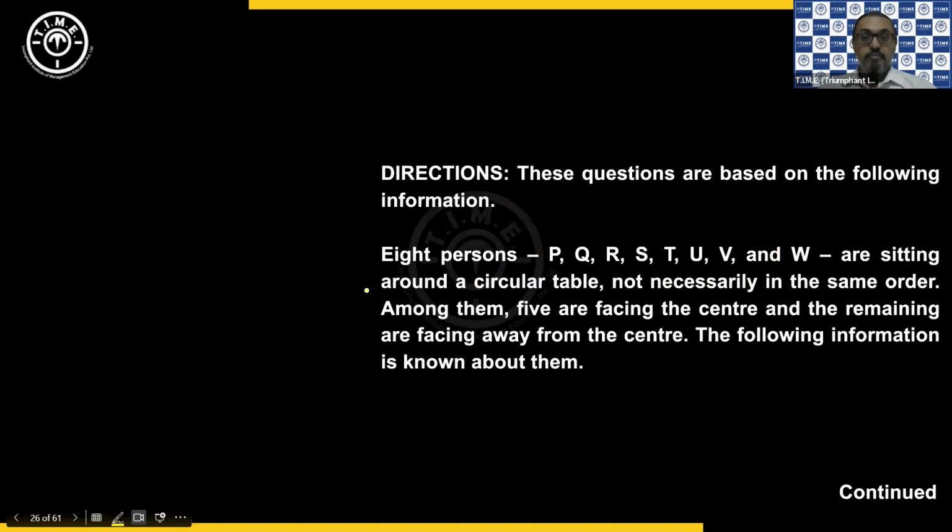Now moving on. The next says 8 persons, P, Q, R, S, T, U, V and W are sitting around a circular table, not necessarily in the same order. Among them, 5 are facing the center and the remaining are facing away from the center. So out of 8, 5 are facing the center. That means the remaining 3 people are facing away from the center. And the following information is known.